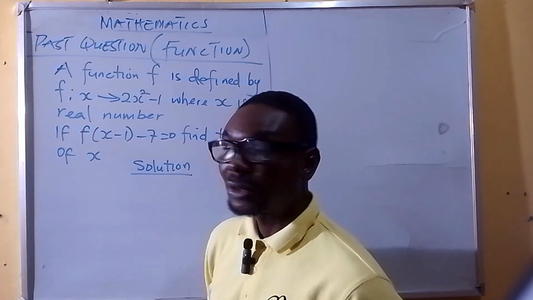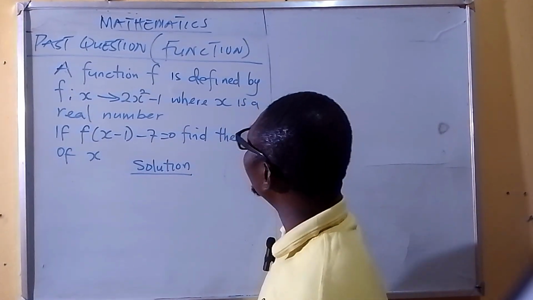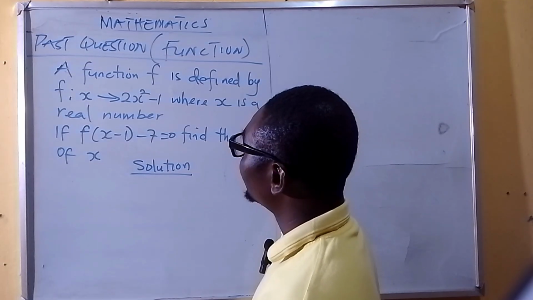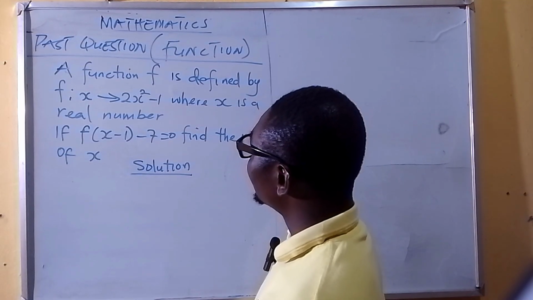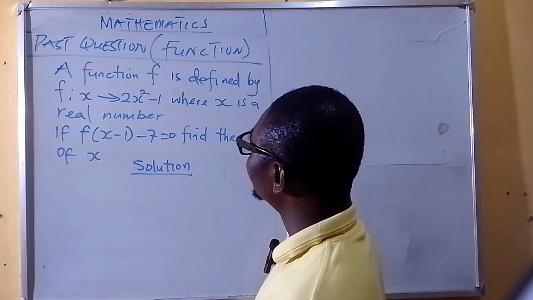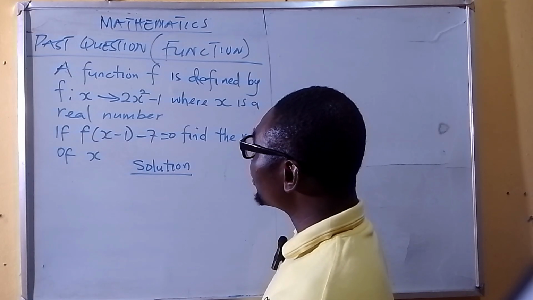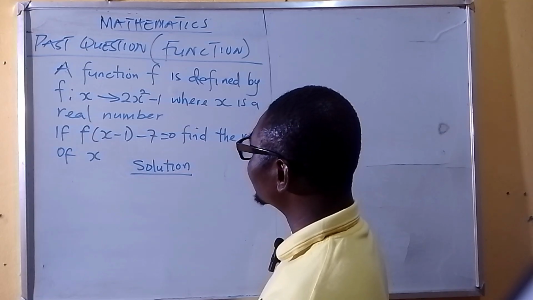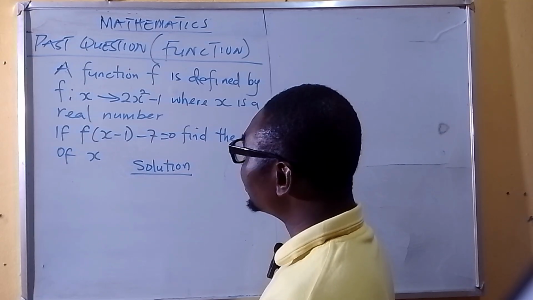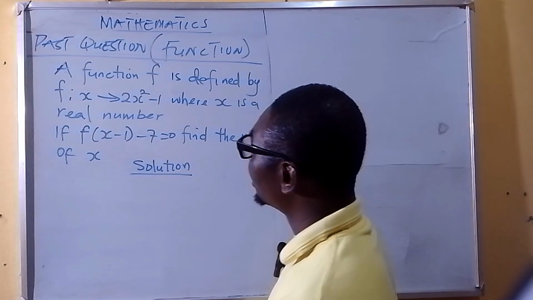Let's solve this question on function. A function f is defined by f such that x maps to 2x squared minus 1, where x is a real number. If f of x minus 1 minus 7 is equal to 0, find the value of x.